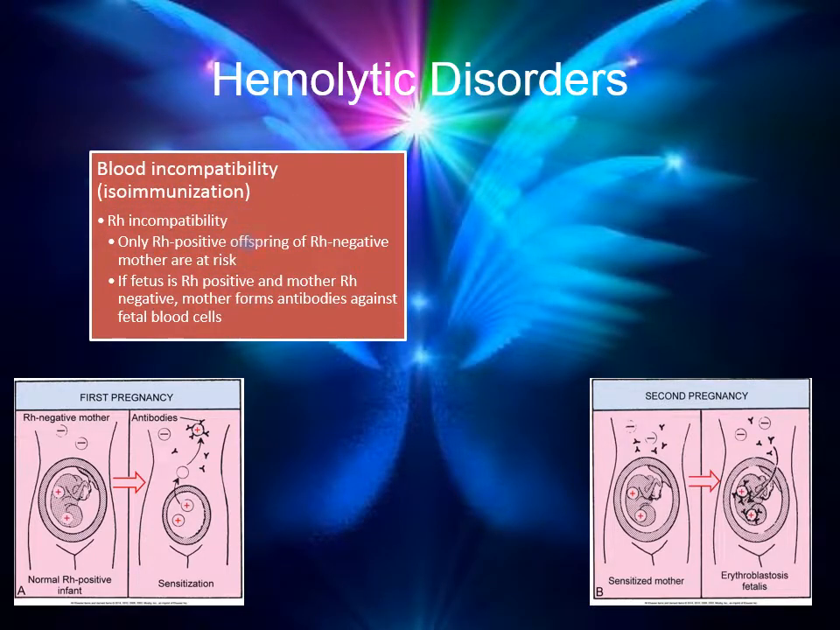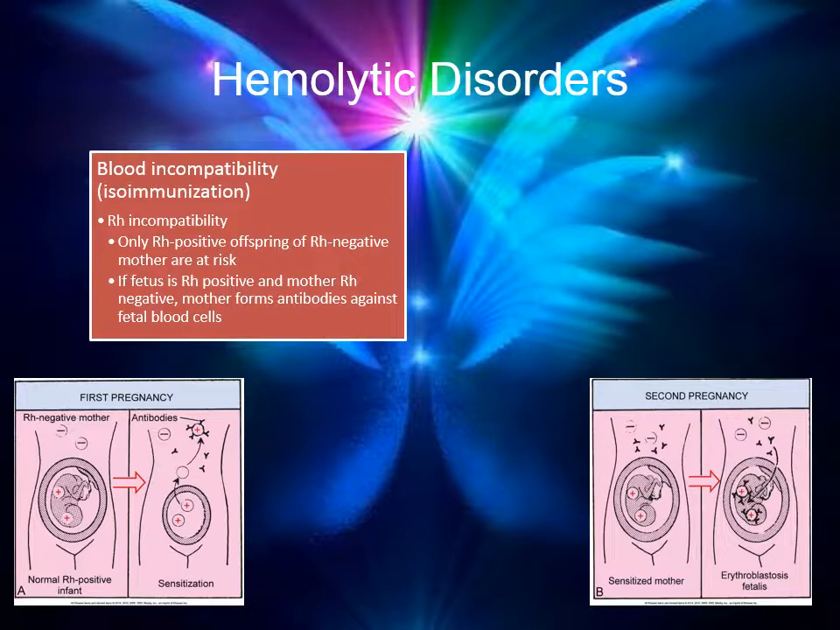So let's review blood incompatibility, also known as isoimmunization. The membranes of human blood cells contain a variety of antigens, also known as agglutinogens, substances capable of producing an immune response if recognized by the body as foreign.